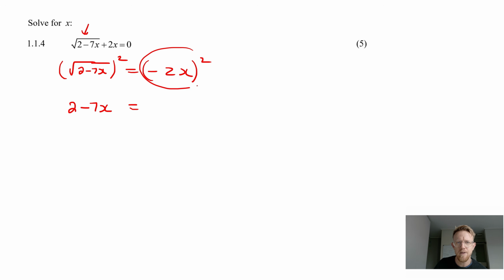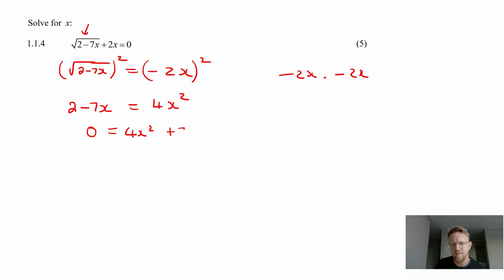And then over here, this is the same as negative 2x multiplied by negative 2x. So it actually becomes a positive 4x squared. Now, this is easy. Now you're just solving a quadratic equation. So I'm going to take everything to the right. You could have gone to the left, doesn't matter. And then you could try factorize here, but I think, what do we want to do? I would just go and say, let's just use the quadratic formula. But you can try factorize.